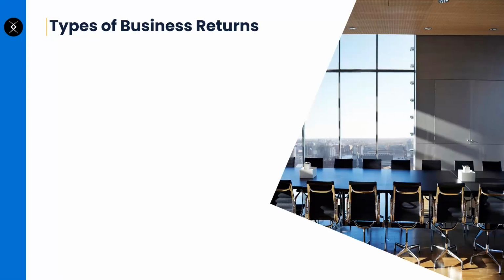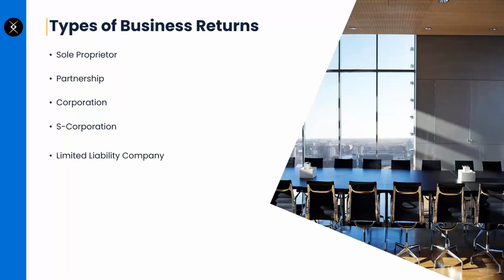And then we're going to get started with the different types of returns that we have. So the first one we're going over is the sole proprietor and partnership, corporation, the S-Corp, limited liability company, and trust. Then we have the estate. So let's go ahead and break down the first one.